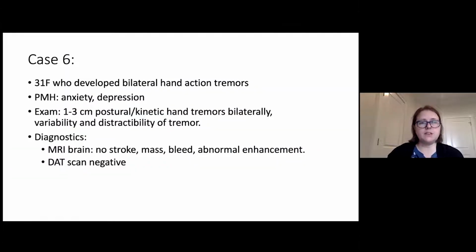Okay, so case six. Case six is a 31-year-old female. She developed bilateral hand action tremors. She has a history of anxiety and depression. On exam, she had a 1 to 3 centimeter postural and kinetic hand tremor bilaterally, and it was variable and distractible. For diagnostics, she has had a normal MRI brain and a negative DAT scan.